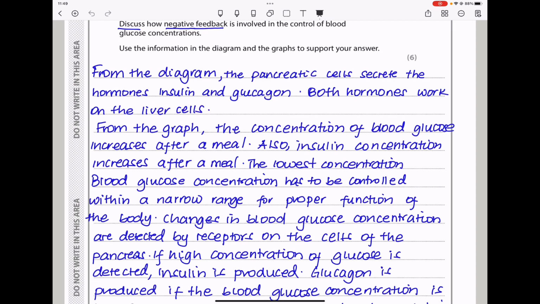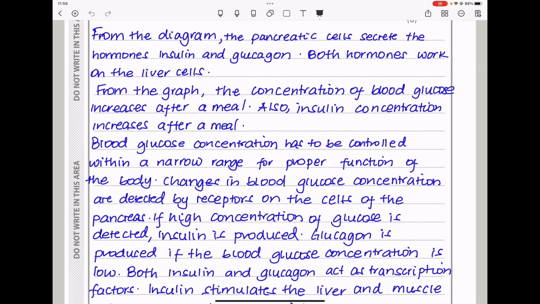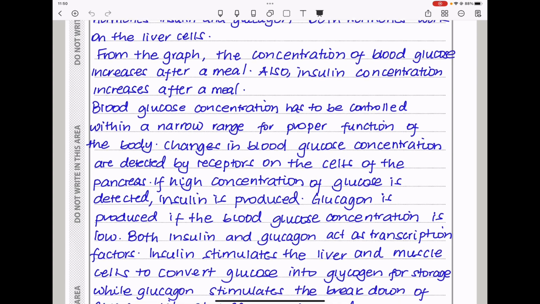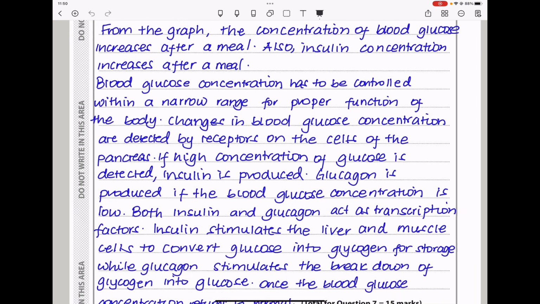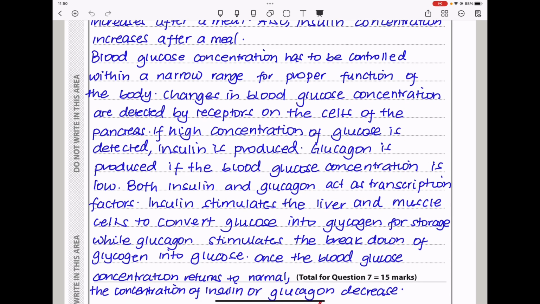From the graph, the concentration of blood glucose increases after a meal. Also, insulin concentration increases after a meal. Blood glucose concentration has to be controlled within a narrow range for proper function of the body. Changes in blood glucose concentration are detected by receptors on the cells of the pancreas. So if high concentration of glucose is detected, insulin is produced. Glucagon is produced if the blood glucose concentration is low, so that glycogen is converted to glucose.